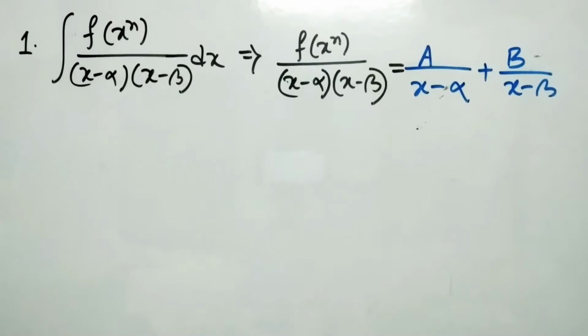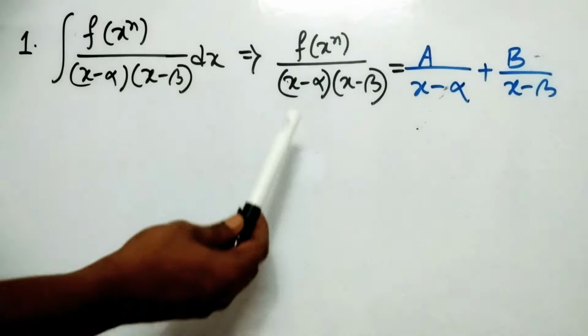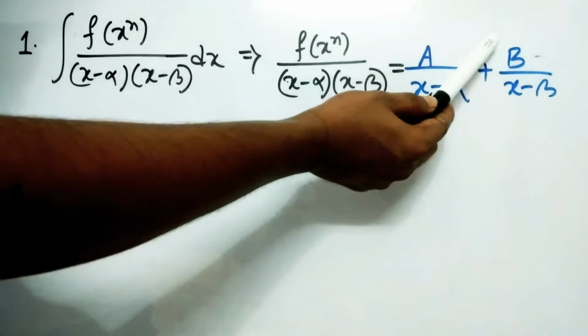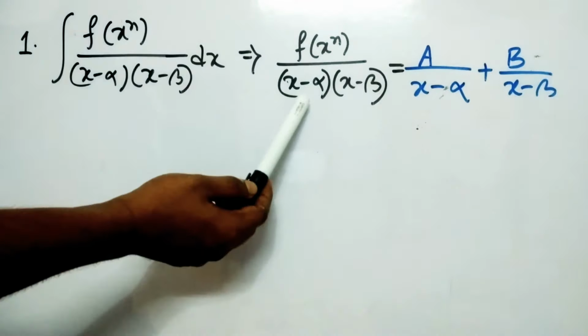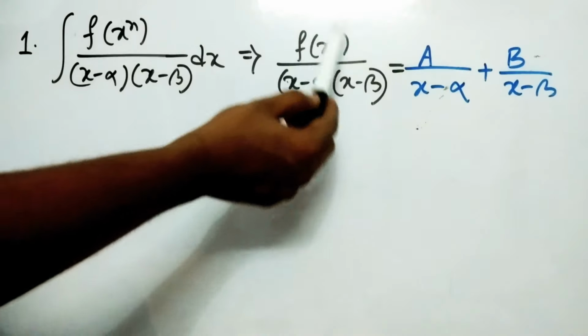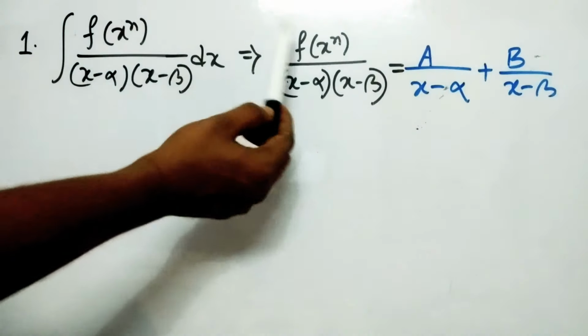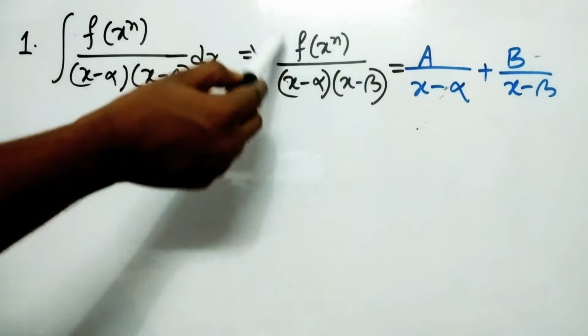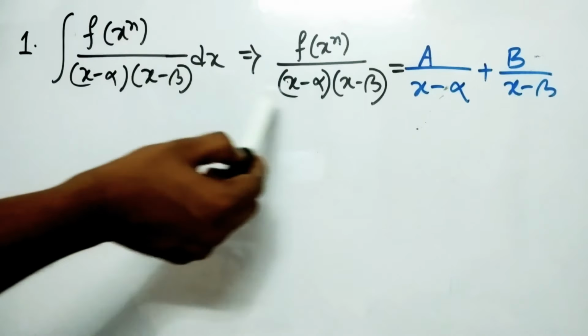So before I go into details, I must tell you that there are three categories. Category number one is where the denominator has different linear factors. For this case, we have to take the total function equal to a by x minus alpha plus b by x minus beta, because x minus alpha and x minus beta are the linear factors, and we will forget about this f of x to the power n, I mean the numerator part. And in this case, let us assume that the numerator has degree less than the denominator.